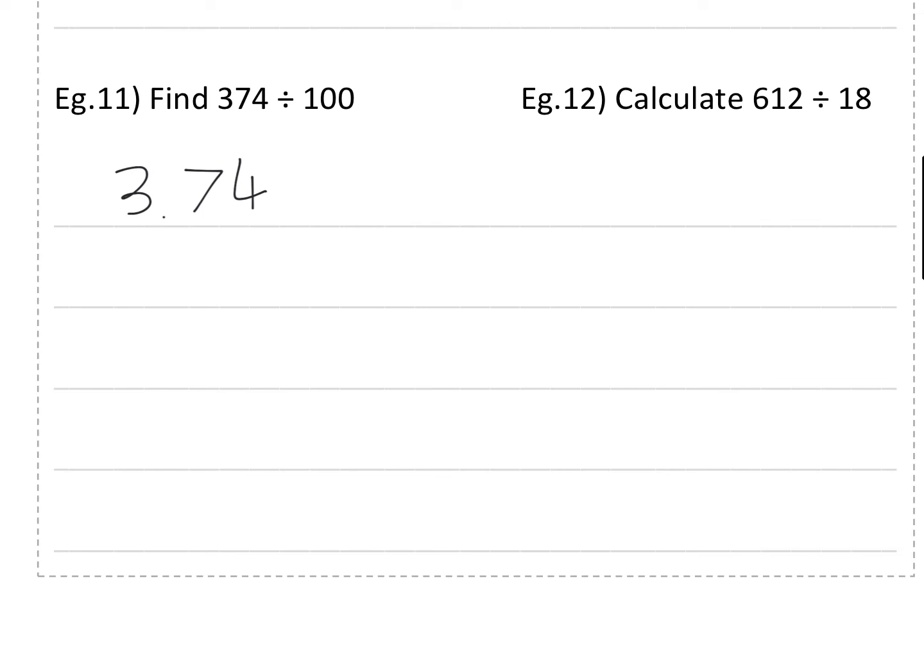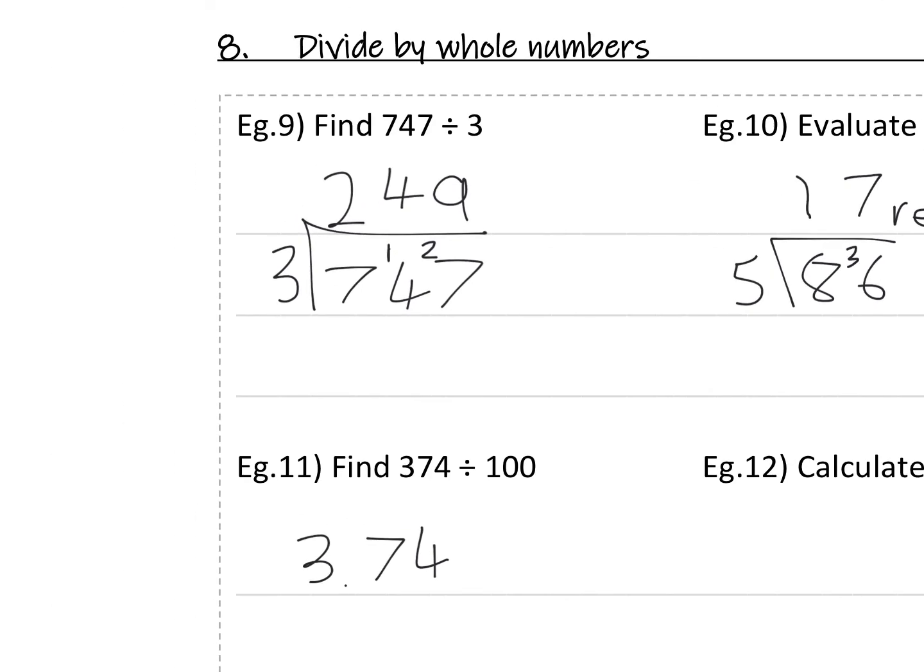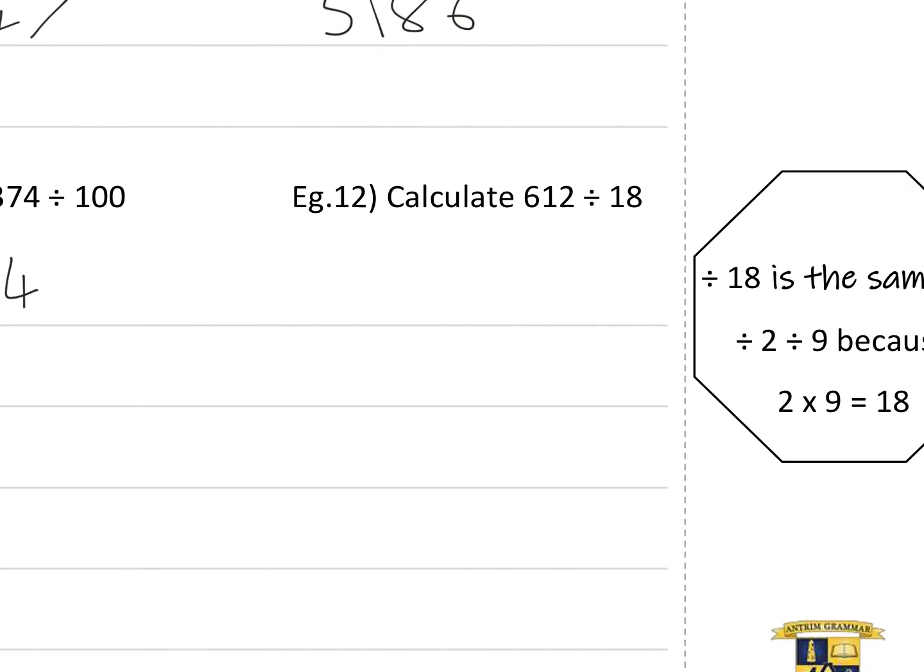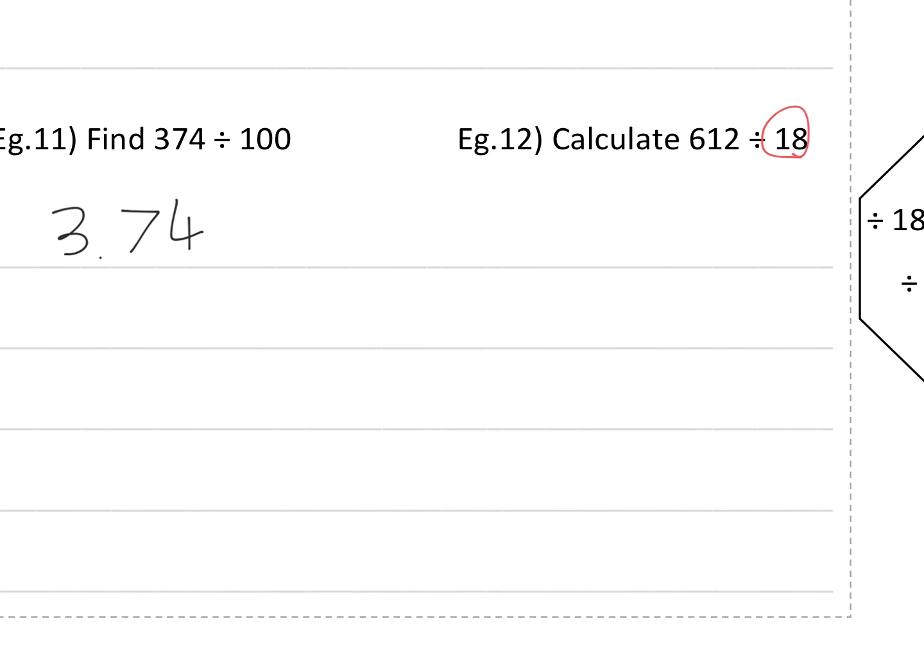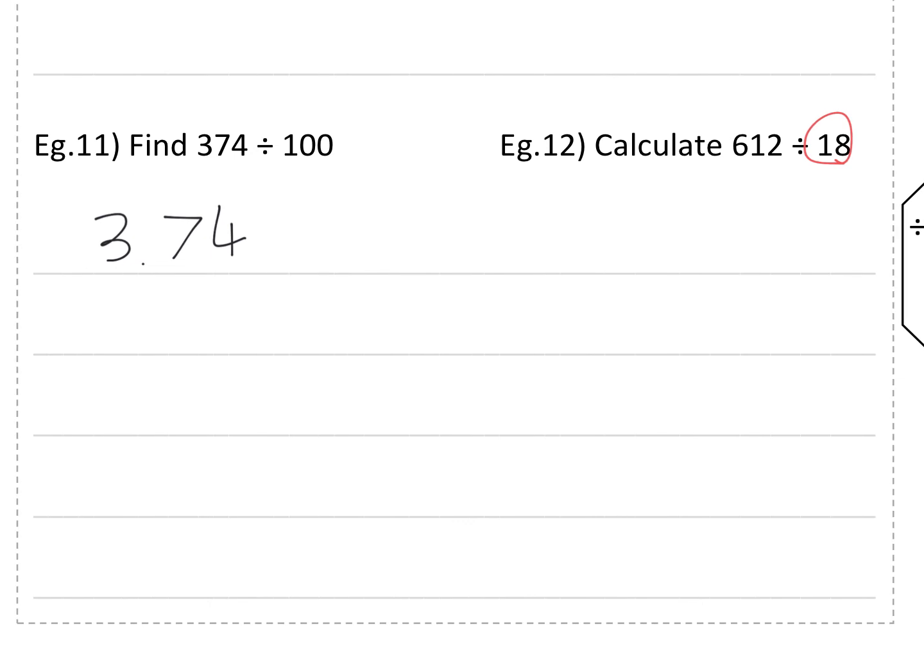Example 12, we're dividing by 18. You could have a go at just literally doing the bus stop method, like number 9, with 18. But people might find that difficult because the 18 times tables are not in everyone's head off by heart. So what you can do is break this number up into 2 pieces, divide it by maybe 6 and 3, or 9 and 2. I'm going to divide it by 2, and then I'm going to divide it by 9. Dividing by 2 first of all, because it's easier.